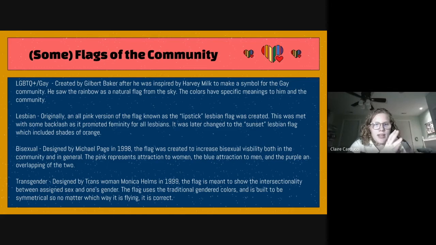The next one is the lesbian flag. Originally, there was an all pink version of this flag, and that was known as the lipstick lesbian flag. It was met with backlash as it promoted femininity for all lesbians, and many lesbians don't identify with fully feminine identities. So it was later changed to what is now known as the sunset lesbian flag, which does include shades of orange. The lesbian flag also has meanings to its colors, and those are from top to bottom.